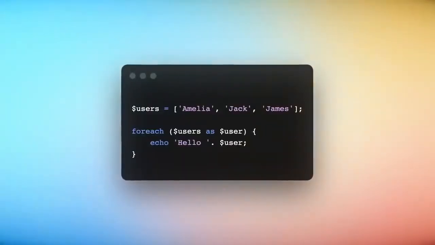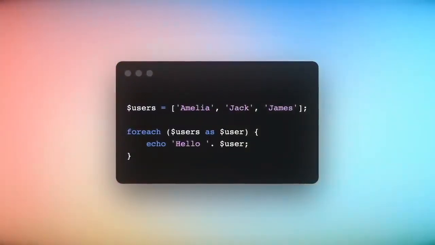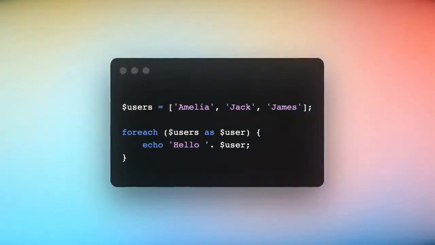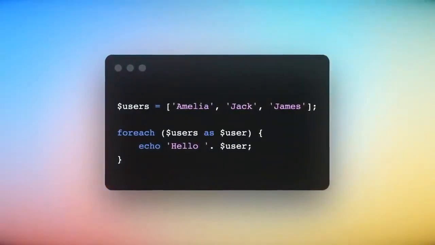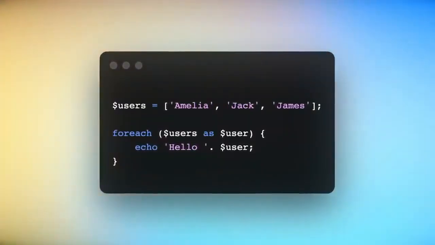There is also the foreach control structure, and this one takes an array and iterates over it, executing the code inside the curly braces. So in this particular example, the code will print hello for each given username inside the array. There are many other control structures that you can use in PHP, and you will discover those when you need them.